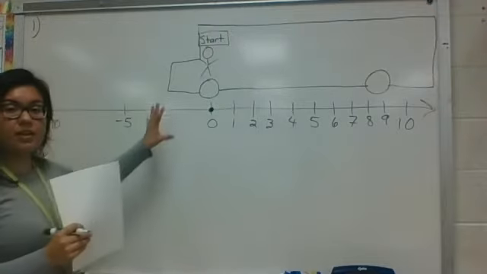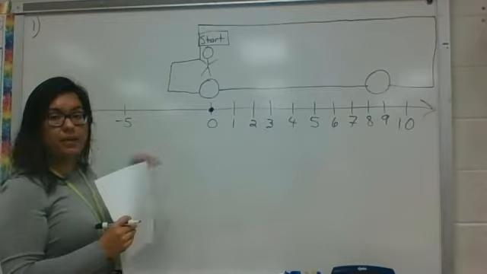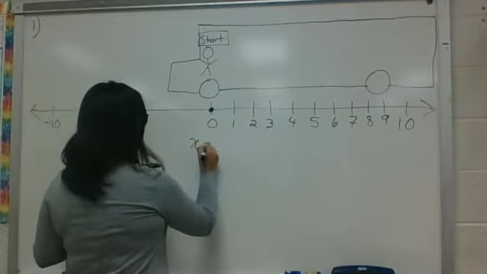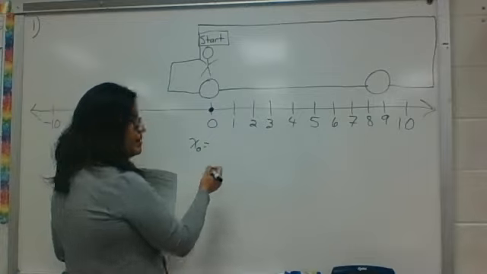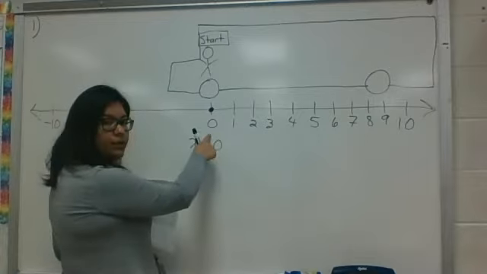So now you know where you started. And then we want to go ahead and place the initial position below the number line. So remember that initial position is x0. And because he's at the 0 mark, I'm going to put 0 down.